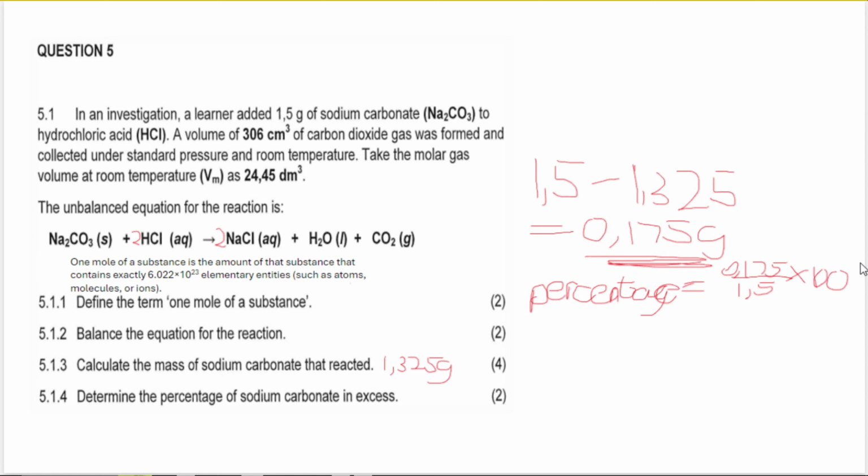So 0,175 over 1.5 times 100 gives you a percentage of 11,66666. Here we can just round off to the nearest two decimals because that's our final answer: 11,67%. And that's your final answer. So that's it for 5.1.